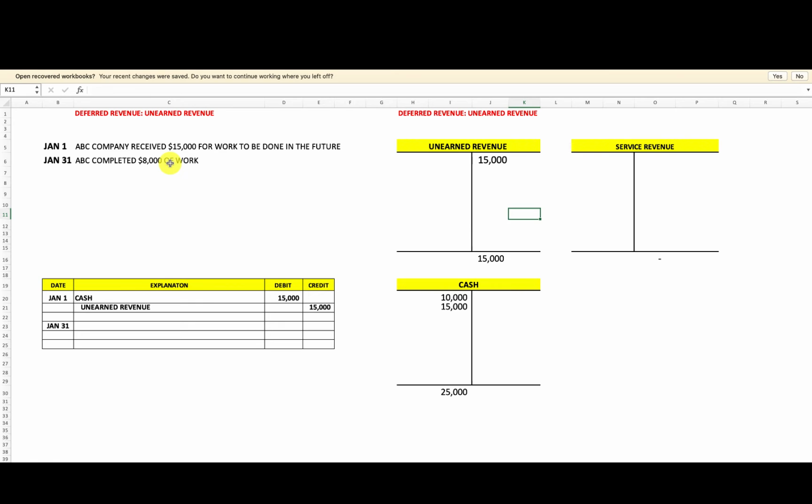So one of the things you have to think about is just think about this conceptually. Okay, here, this $15,000 represents work that we need to perform. We need to perform an unearned revenue of $15,000 worth of work. Well, on January 31st, we already did $8,000 worth of work. So $15,000 is the wrong number, right? This needs to be $15,000 less 8. So the balance in unearned revenue needs to go down by the amount of work we perform.